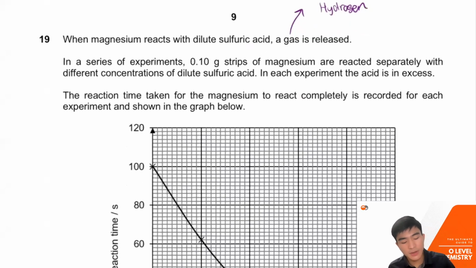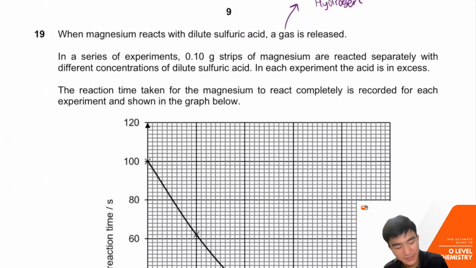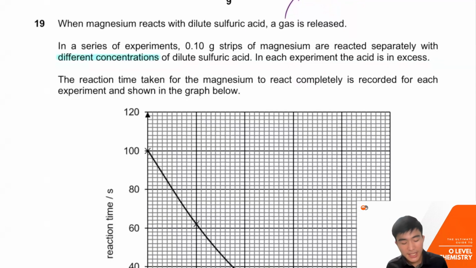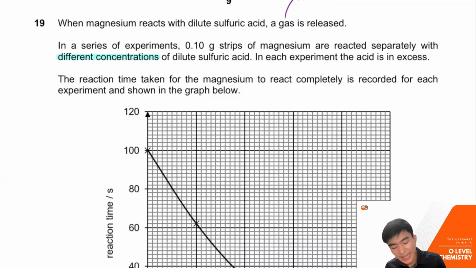So in a series of experiments, 0.1 gram of magnesium is reacted separately with different concentrations of dilute sulfuric acid. Keyword over here, different concentration. In each experiment, the acids are in excess. Hence, what is it trying to tell you when they say that it's in excess? They are trying to say that all the magnesium is fully reacted.